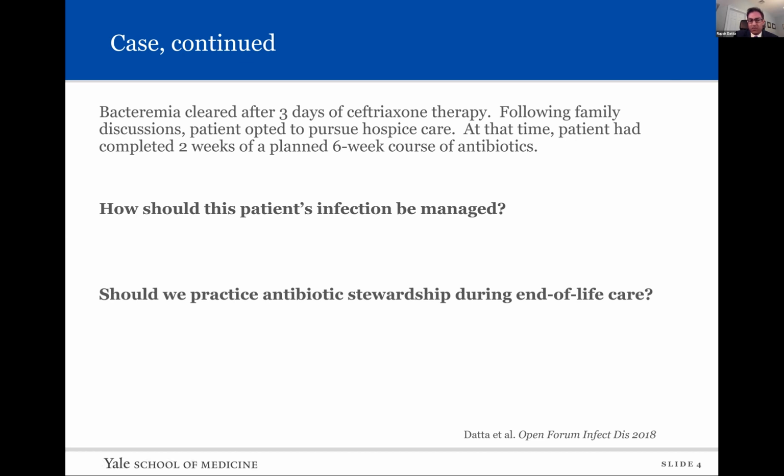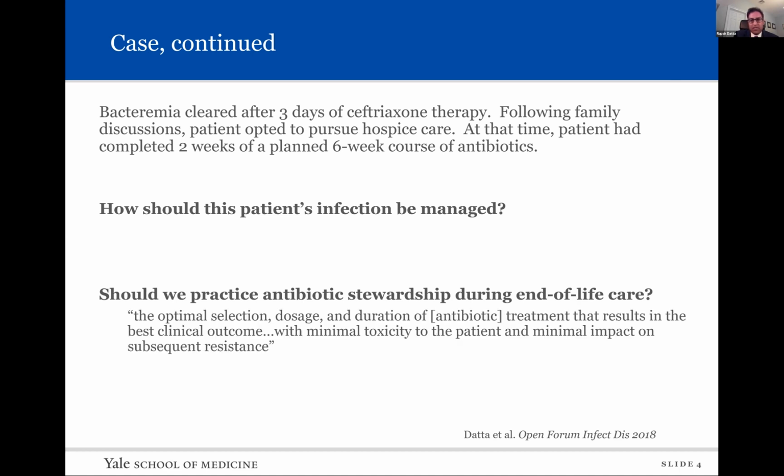This is just one example of many from the inpatient setting where this issue emerged. I'll just highlight that, as you're likely familiar, antibiotic stewardship focuses on the optimal selection, dose, and duration of therapy that results in the best clinical outcome. And from an ID standpoint, of course, we're concerned about minimal toxicity and minimal emergence of antibiotic resistance, but the appropriate clinical outcome is not always readily apparent during end-of-life care. And given the focus on comfort, the appropriate clinical outcome often varies from traditional approaches.